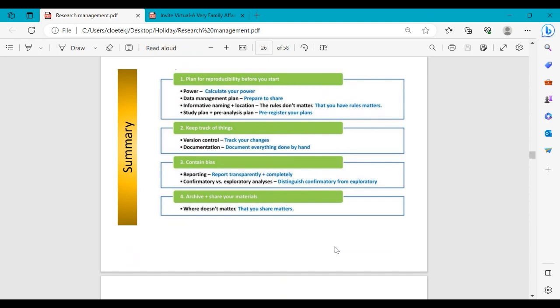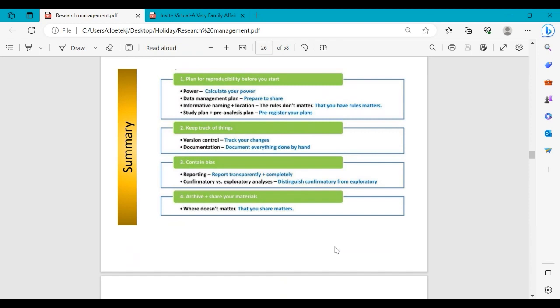Okay, so let's look now at the summary of when we are planning our studies to produce reproducible research. So first, do the power analysis so that we can see we have enough samples to reproduce and achieve good statistical findings. Prepare to share your data management plan. How will you manage the data? Which programs will you use to summarize your data so that these are accessible to your supervisor, to statisticians?